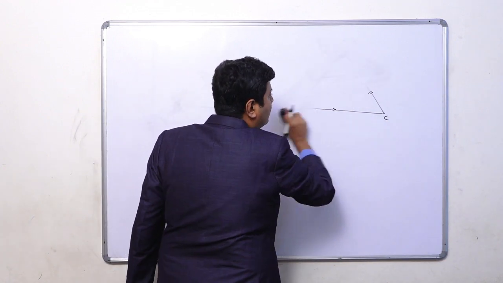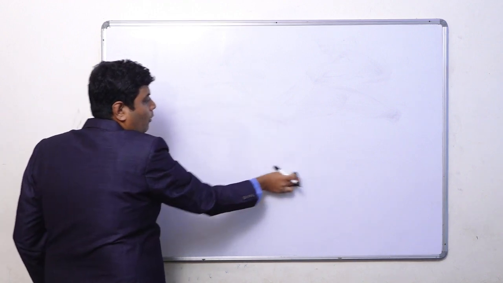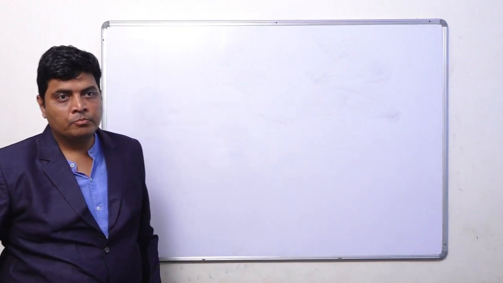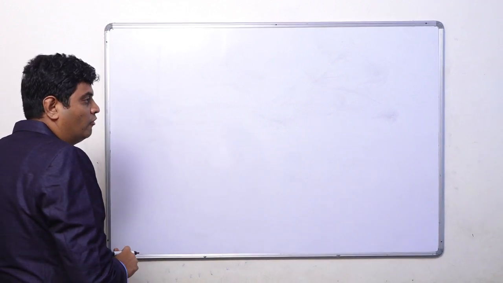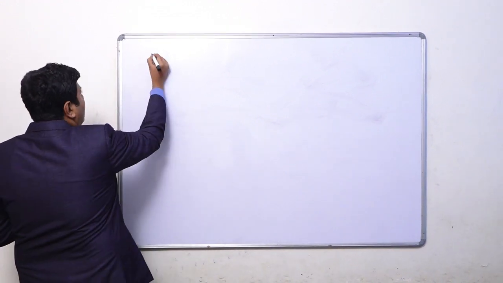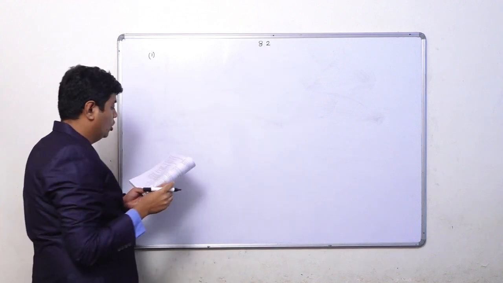So now, what all things do we have to remember? What properties do we have to use while solving these sums? We have to use the properties of a parallelogram, and how to prove that a quadrilateral is a parallelogram. And we have to use the properties of the midpoint theorem. Let us look at the first sum, exercise 8.2, first sum.